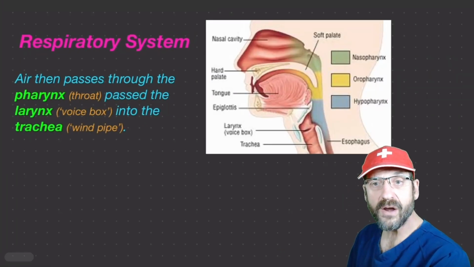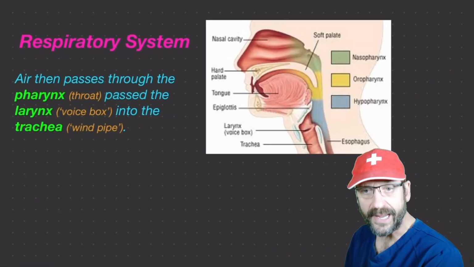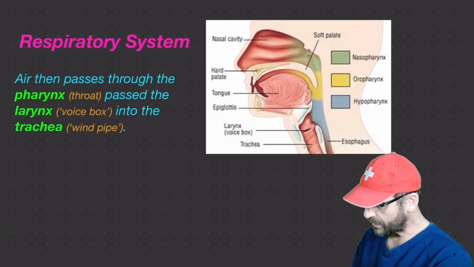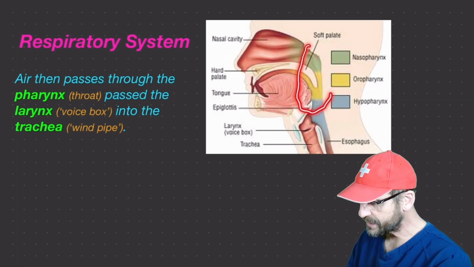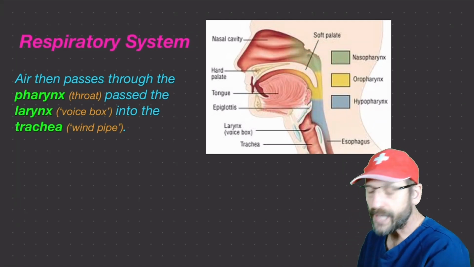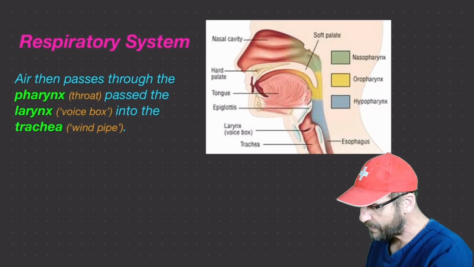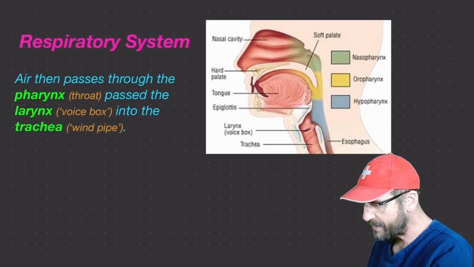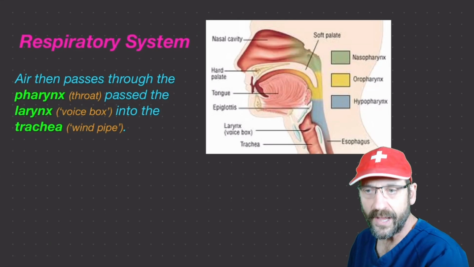And then from there, air passes through the pharynx, which is the throat. And we can see that right in here. You can see these three colors here. Those are three pharynxes. Well, it's one pharynx, but we call the area behind the nose the nasal, the one behind the mouth the oral, and then below we call it the hypopharynx.